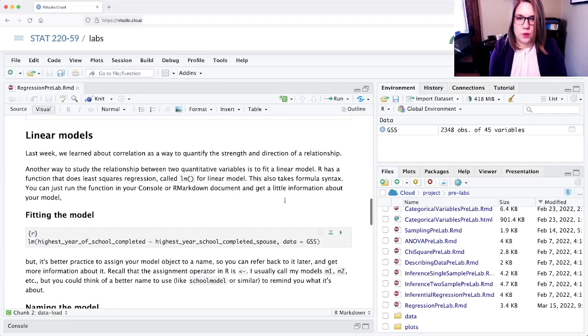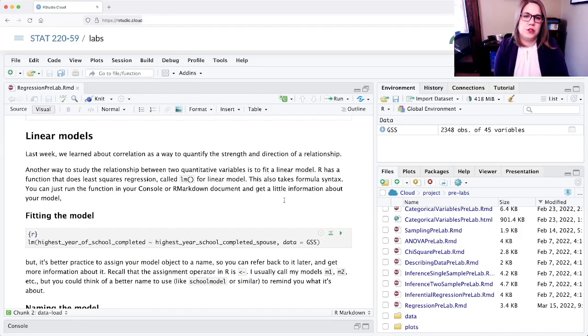A new way that we're going to have to study the relationship between two quantitative variables is a linear model. So we have a function that does this in R. It's called lm, stands for linear model, and it takes the formula syntax that we've been seeing. So it's going to be lm parentheses and then y tilde x. So whatever you want to predict, tilde, whatever you're using as your predictor.